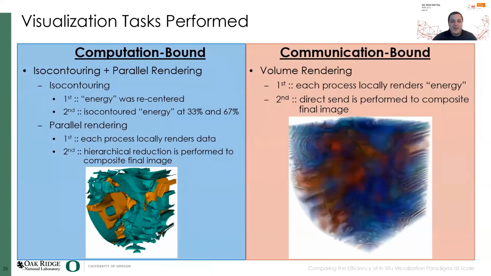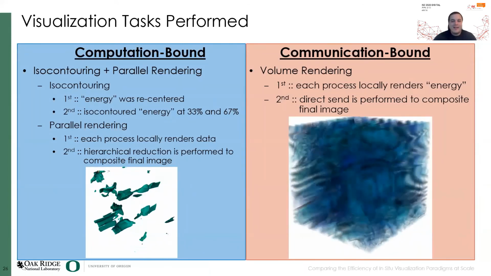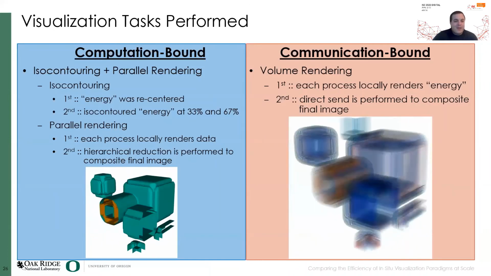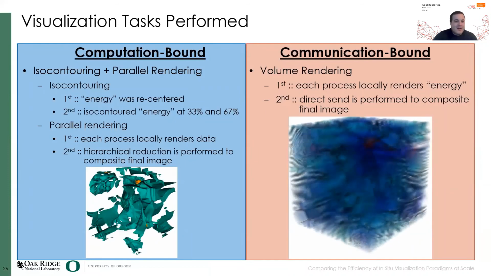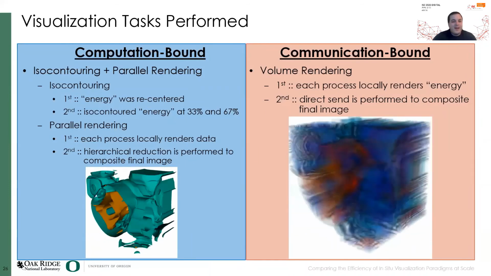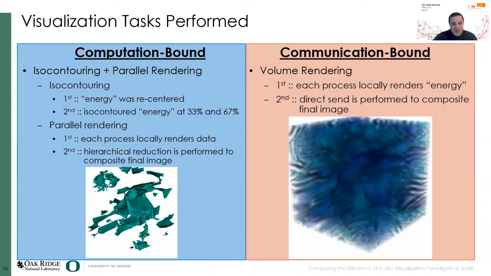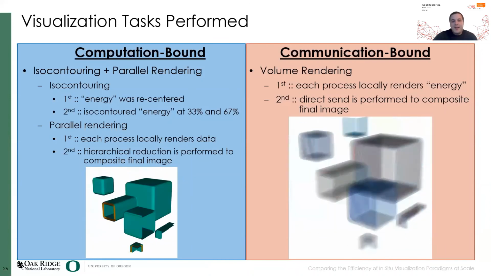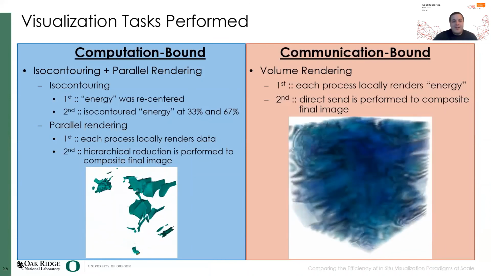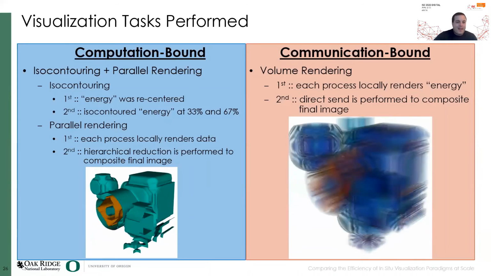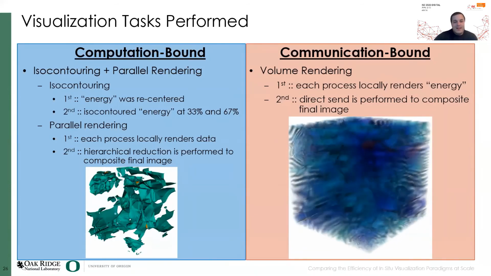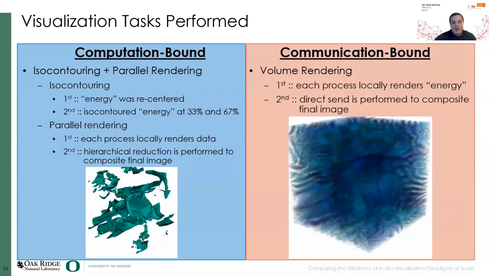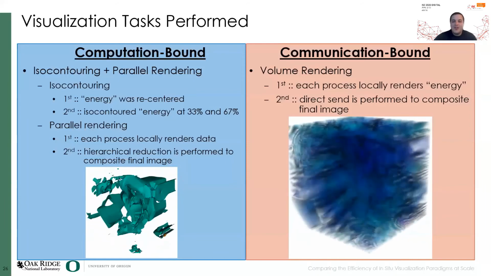We had 2 visualization tasks we performed in our study: a computation-bound task and a communication-bound task. Our computation-bound task was isocontouring plus parallel rendering. Isocontouring happened in 2 primary steps. First, the energy variable, which is the variable we were interested in, had to be recentered. Then we performed an isocontour at 2 levels, at 33% and then 67% between the minimum and maximum values. Next, we did a parallel rendering. This again occurred in 2 steps. First, each process locally rendered its data, and second, a hierarchical reduction was performed to composite the final image.